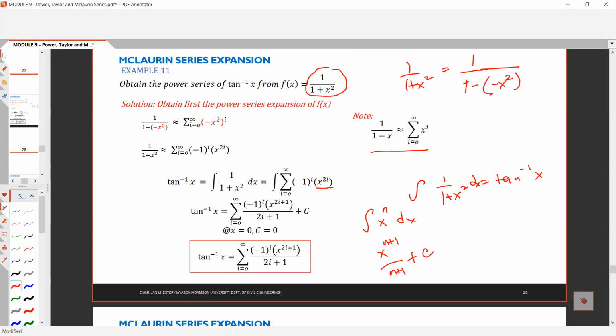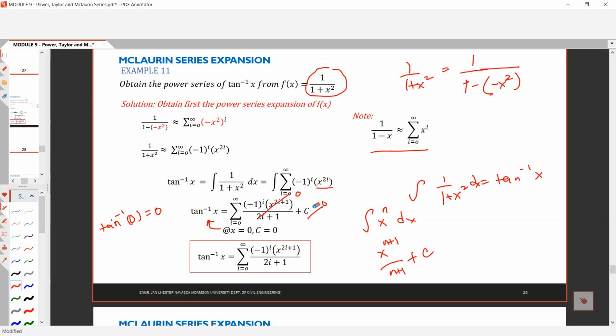Then copy negative 1 raised to i. So may plus c ka dito. May constant of integration ka. Okay. So using this one, substitute mo lang x equals 0, c is equal to 0. Kasi if you substitute x equals 0, tangent inverse of 0 is equal to 0. This one whole term will be 0 again. And c, kasi substitute mo dito 0, 0 raised to 2i plus 1 is 0, since 0 raised to any positive number is 0. So therefore, c is equal to 0.